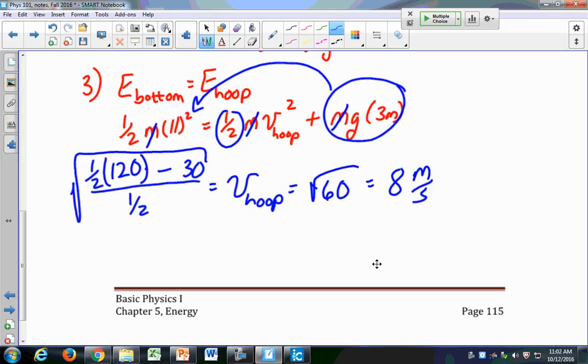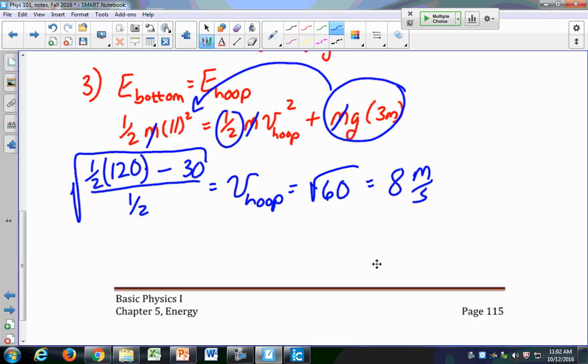Okay? Is that right? Yeah. Very similar to the bead problem, or the object on the roller coaster problem. Yeah? The 30 comes from right here. G is 10, 3 times 10 is 30.